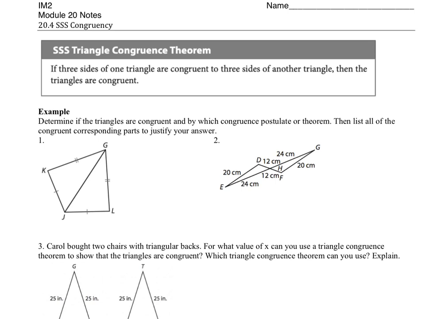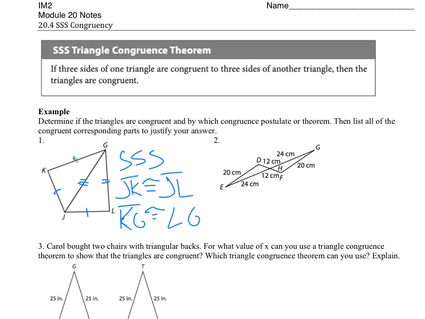So number one, all right, we have 1 to 1, 2 to 2, and then our shared side gives us our third one. So this would be yes by side-side-side. And then listing all those things out, we have JK is congruent to JL, KG is congruent to LG, and then last one, GJ is congruent to GJ.